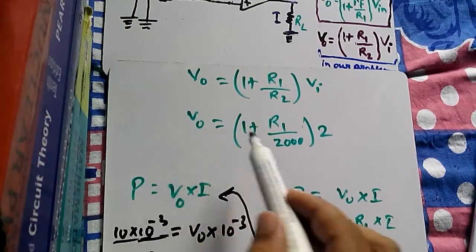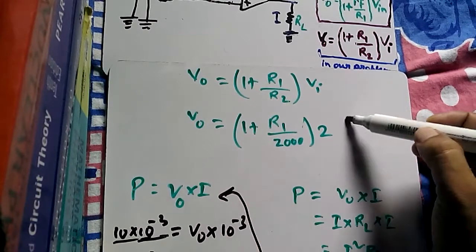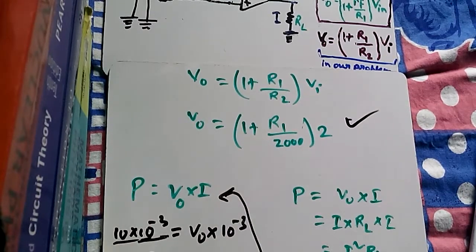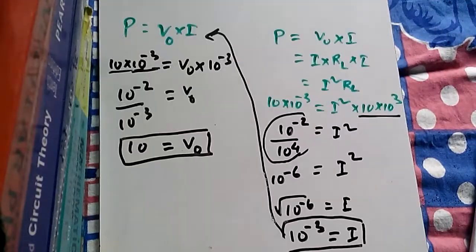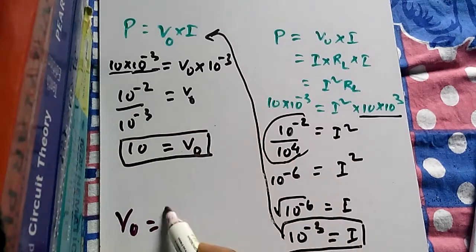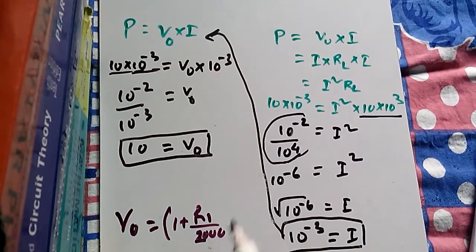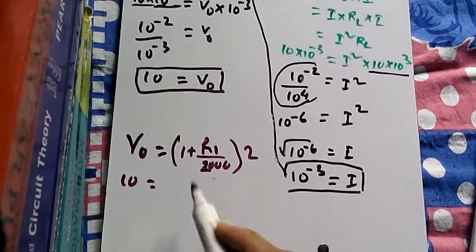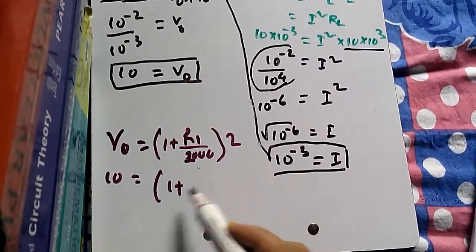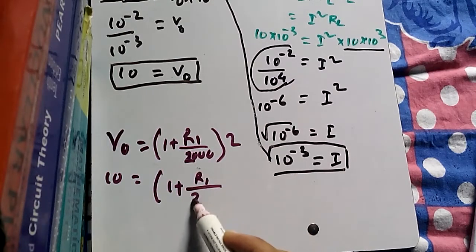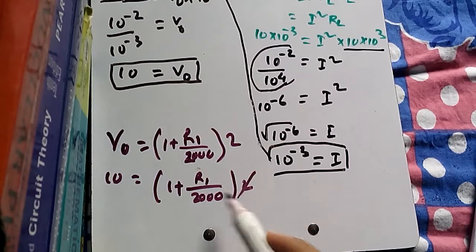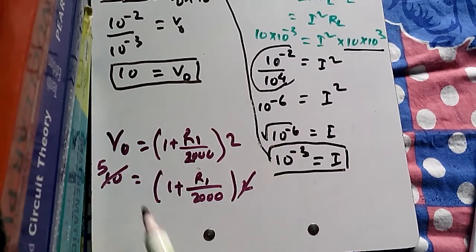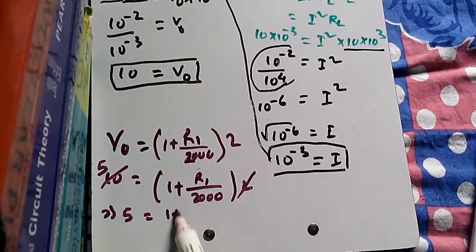But we need to find R1, and we have this situation. So V0 we have known and everything is known, just R1 we have to find. So again we use this. Let me write down below. This is V0 is equals to 1 plus R1 by 2000, because R2 was 2000, into 2. Now V0 is what? V0 is 10 volt. So 10 is equals to 1 plus R1 by 2000. 2 cancels with 10 by 5. 5 is equals to 1 plus R1 by 2000.